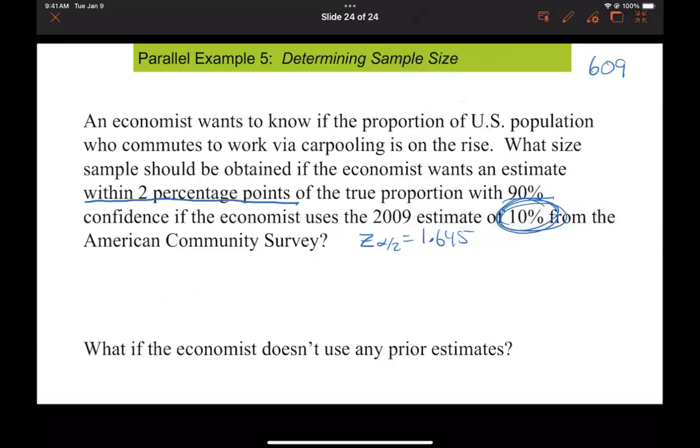Okay, so without using a prior estimate, we use 0.5. If you want to just do 0.25, you're good. Go for it. 1.645 divided by 0.02 squared. Go ahead and enter that into your calculator. This is if there's no prior estimate. There's no prior estimate, you use 0.5 times 0.5.